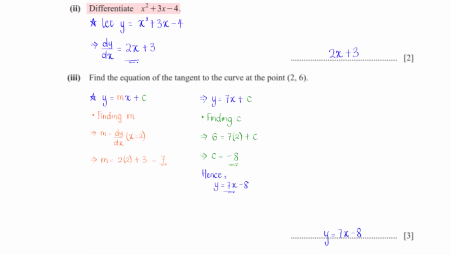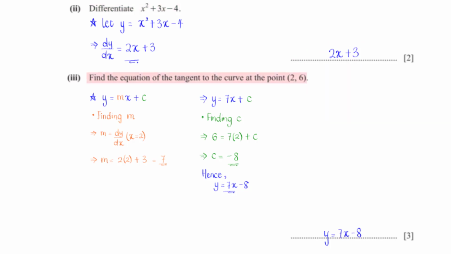Differentiate x squared plus 3x minus 4. For x squared, 2 times the coefficient of x squared, which is 1, gives us 2. When we subtract 1 from the power, we have 1. This gives us 2x. When we differentiate 3x, we have 3. And when we differentiate any constants, in this case negative 4, we have 0. And so our final answer is 2x plus 3.